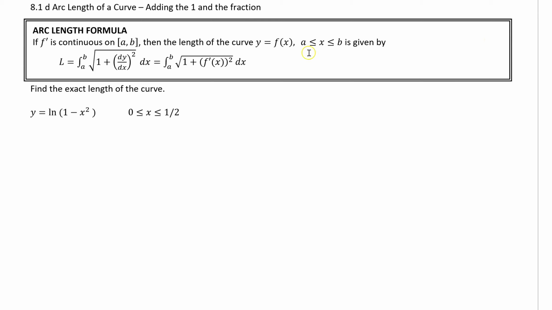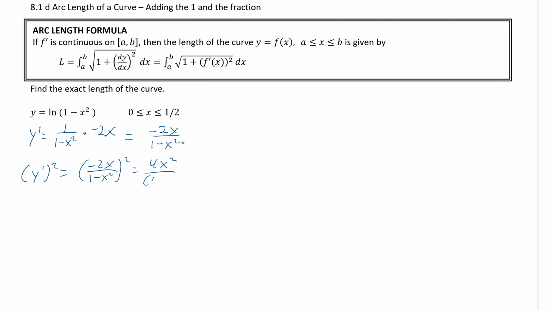All right, so the first thing we need to do is find f prime of x and then square it. So y prime is equal to 1 over 1 minus x squared, and then we got to multiply it by the inside, so that would be negative 2x. Just like that. All right, so we end up with negative 2x over 1 minus x squared. Now, we need to square that. So squaring it is just going to square everything. So that would be 4x squared and then 1 minus x squared. So let's write that. So that would be 4x squared, 1 minus x squared.